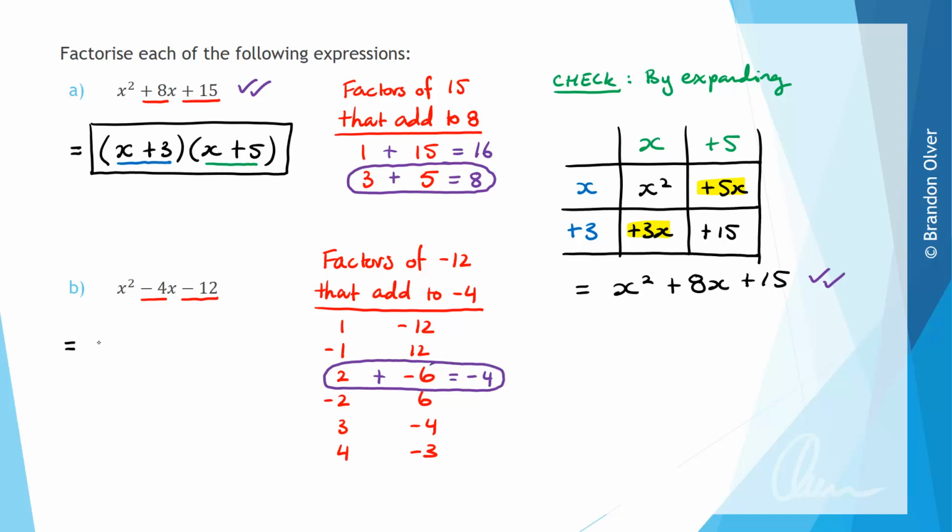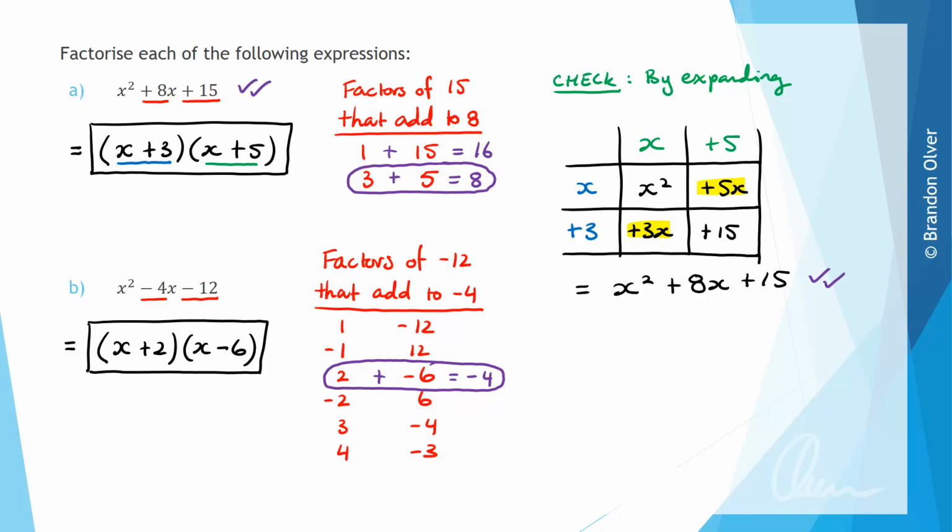So as we have our numbers, we can simply write this as x plus 2 times x subtract 6, and that would be the factorized form for part B. And now we're not going to check that by expanding like we did in part A, but that's certainly something that you could do.